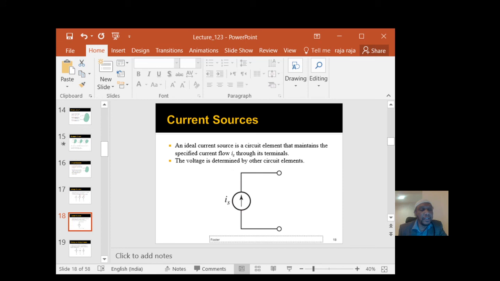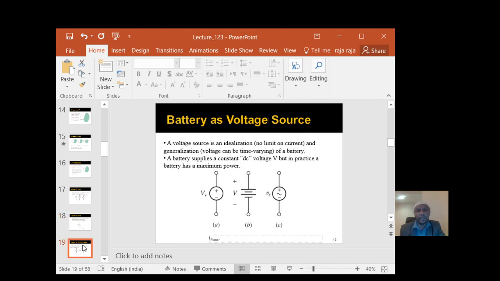They mention here I is the current, S means source. So this is the source current symbol. Okay, this is for the ideal case, and if you go for the practical case, they have a small resistance here. Okay, that we will study in detail later. Next one, so what is the battery symbol?